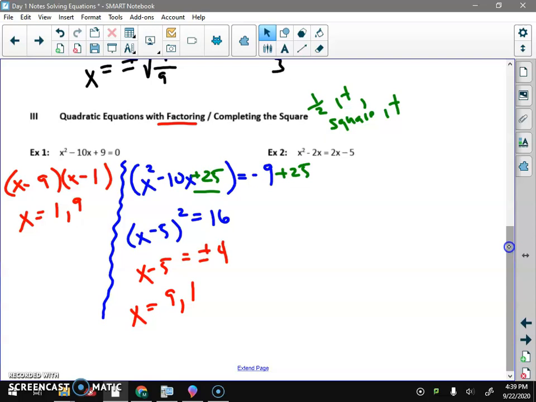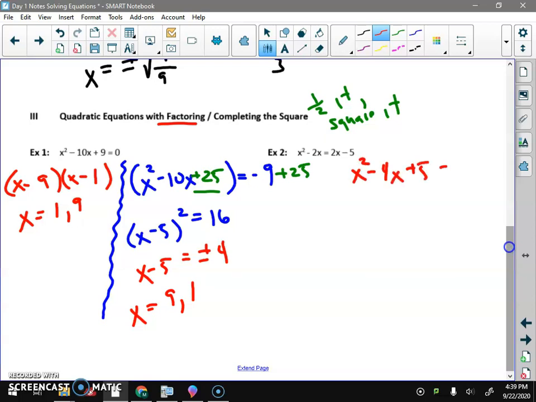I don't want to do this next one both ways, so I'm just going to complete the square. Well, watch what happens. You'll tell me the same thing. X squared minus 2x equals 2x minus 5. Subtract over the 2x. Add over the 5. Mr. Ward, isn't that factorable? I don't know.